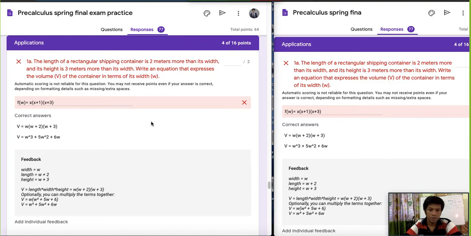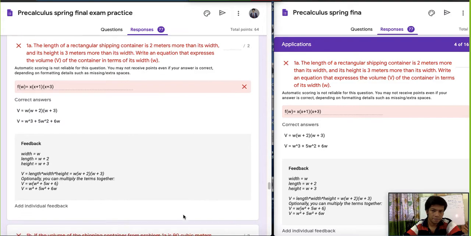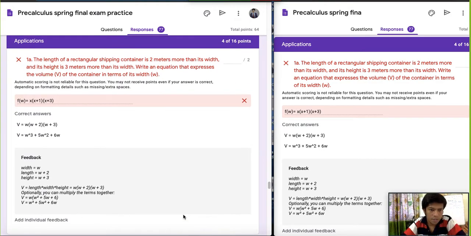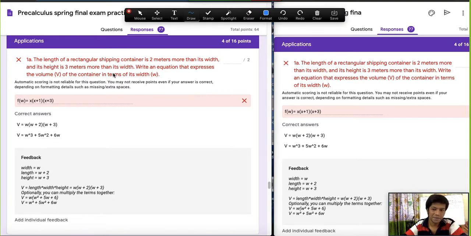These are the application math questions. So let's begin. The first question is about the length of a rectangular shipping container being 2 meters more than the width. I think you can see the question, so let's not read it.